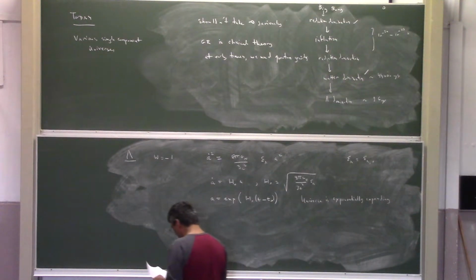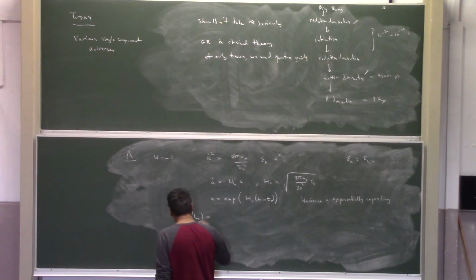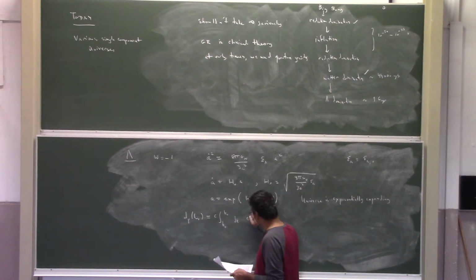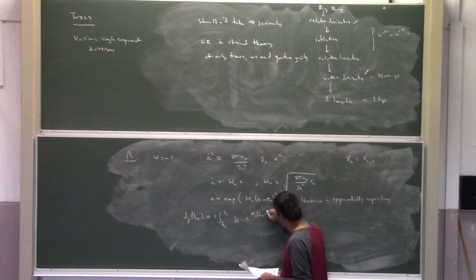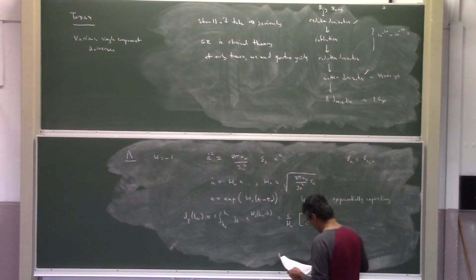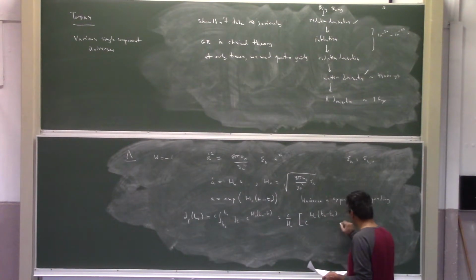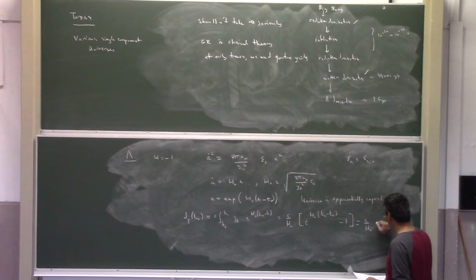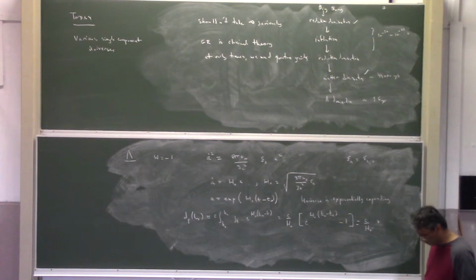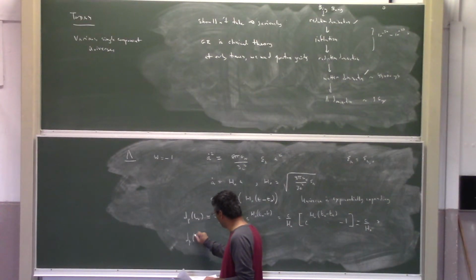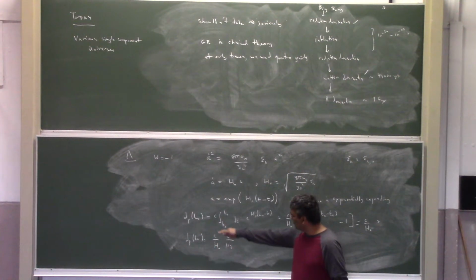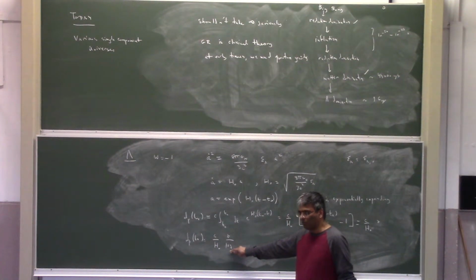So the proper distance dp at t0 is c times the integral from te to t0 of dt e to the H0 (t0 minus t), which is c over H0 times e to the H0 (t0 minus te) minus 1, which is c over H0 times the redshift z. So the proper distance is linear with redshift. And the proper distance at time of emission is c over H0 times z over 1 plus z. As usual, in going from the proper distance at time t0 to time te, we divide by 1 plus z.